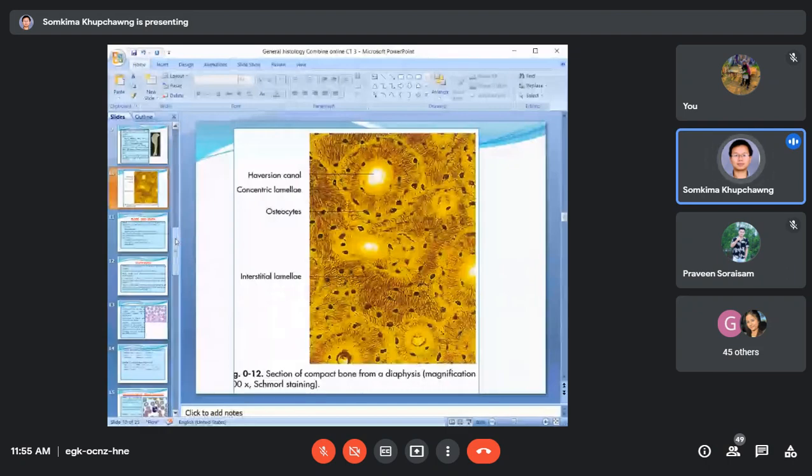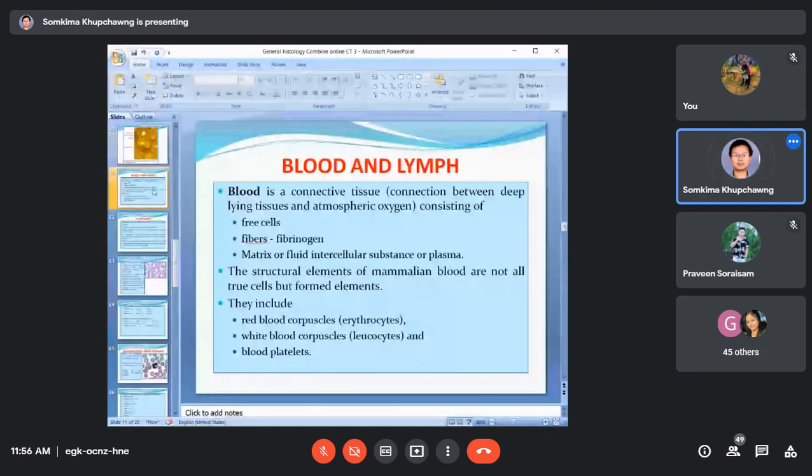So blood is a fluid connective tissue. It is the connection between deep lying tissues and the atmospheric oxygen. We know the importance of blood: transportation of oxygen. Whatever oxygen we inhale will be carried by the red blood cells, erythrocytes, through the air-blood gas exchange in the lungs, and then oxygen will be distributed to different parts of the body.